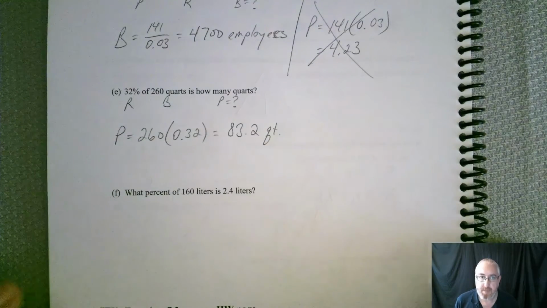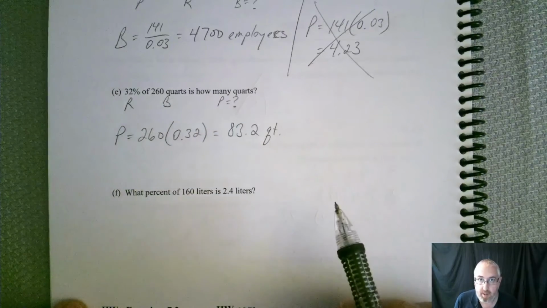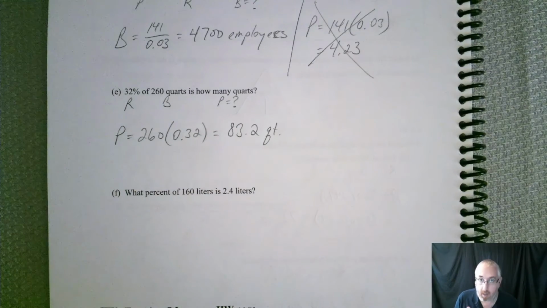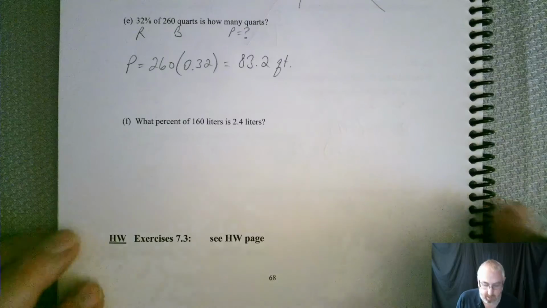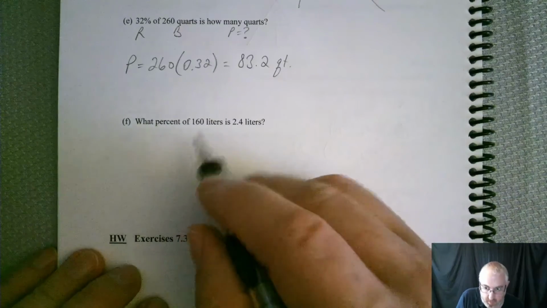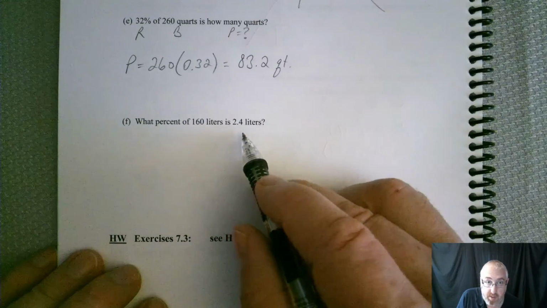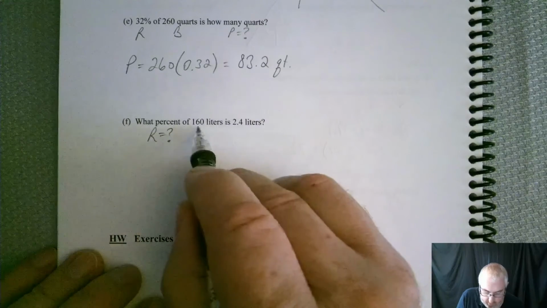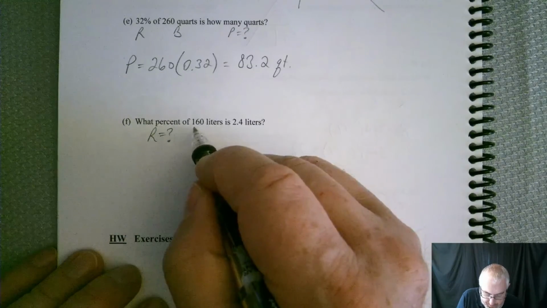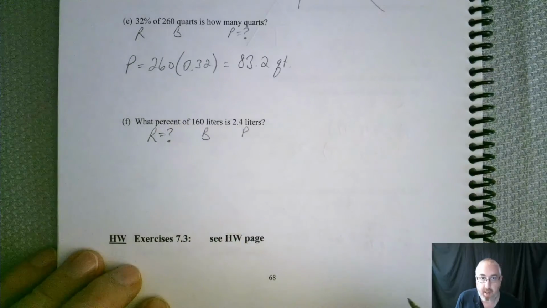Not bad, right? The biggest thing you have to worry about is making sure you get your letters correct. As long as you're getting those correct, and R is always that percent, not P, then you should be in good shape. Let's try the last one here, and then we'll wrap up this video. So what percent of 160 liters is 2.4 liters? So what percent? That's our R. We don't know it. 160 liters. So that's following of. So that's going to be our base. And so this is going to be our P.